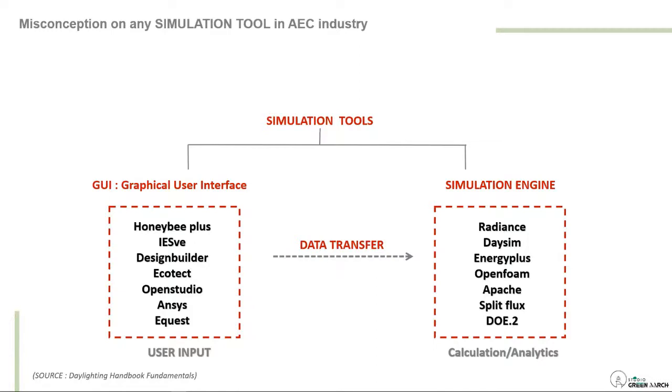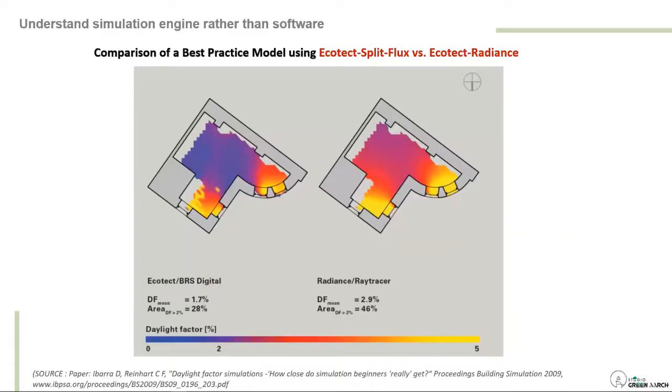So coming to one of the comparisons to explain in much more detail. We have two best practice models that were developed in Ecotect. The left hand model is designed in Ecotect, but the simulation engine that was used was the split flux method. And the right hand side of the model was also modeled in Ecotect, but the simulation engine was Radiance. So you could clearly see that there is a big difference in daylight factor between the two simulation engines, right? On the left hand side, you can see only 28% of the area is more than 2% daylight factor, but on the right hand side, it is 46%.